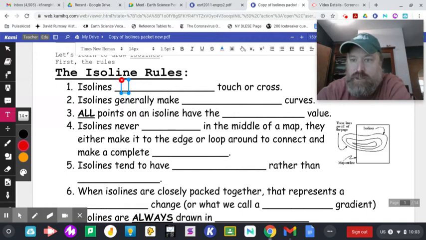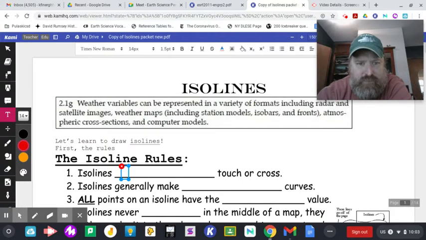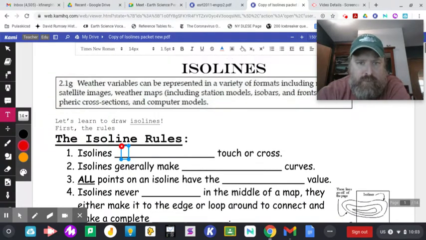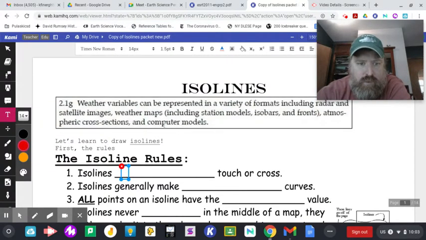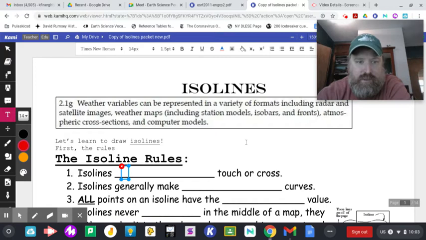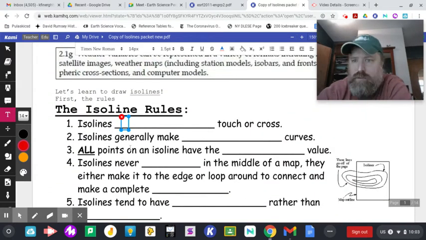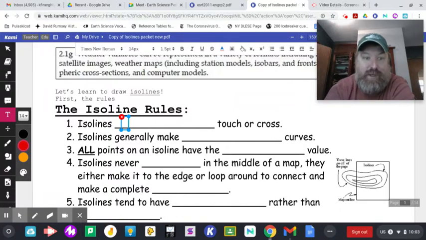You saw a whole bunch of them. Did I not do a definition? They are lines that connect points of equal values on a map. There's the state standard so that you know where we're at, if that interests you. So I'll skip that definition. We'll come up to it eventually, but let's jump in with the rules. And as we're drawing, these are the definitely important rules that you are going to want to pay attention to.